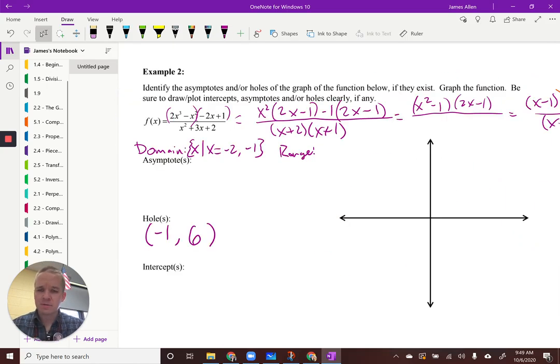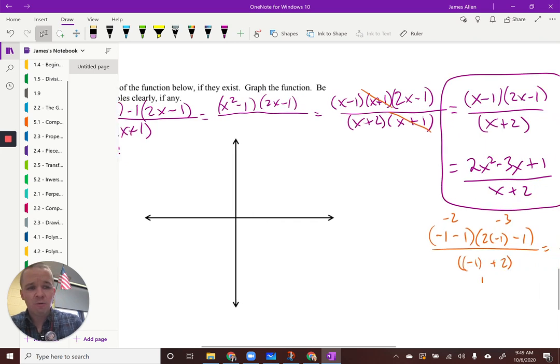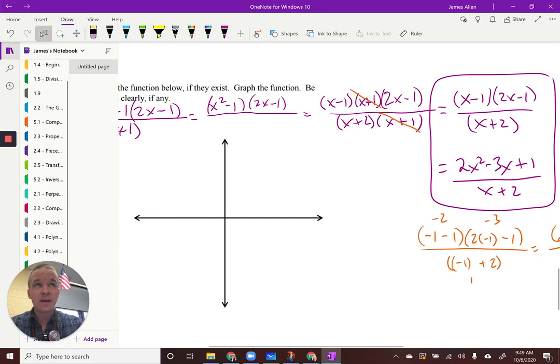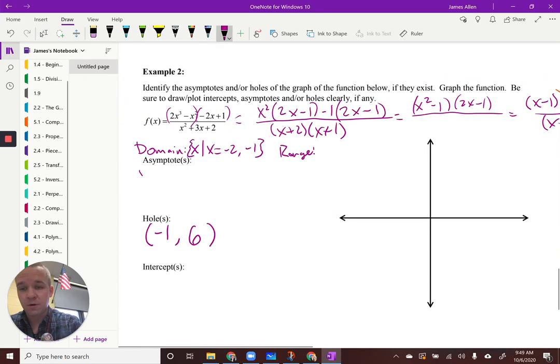How about our asymptotes? Do we have any asymptotes here? Let's look at that. I do have something left in the denominator, x plus 2. So that means my vertical asymptote is x equals negative 2. How about a horizontal asymptote? My degree in the numerator is larger than the denominator, so that would be none.